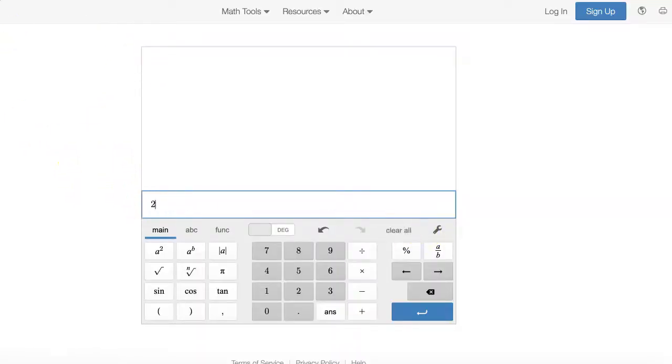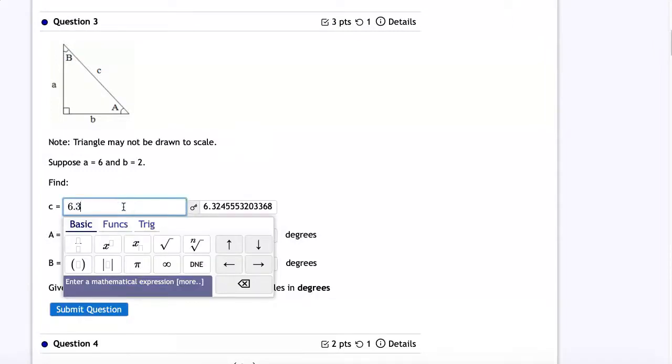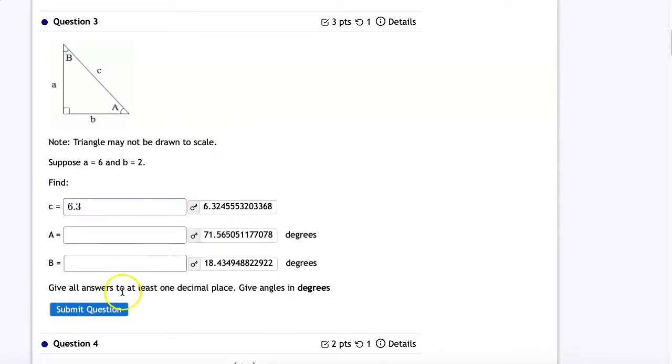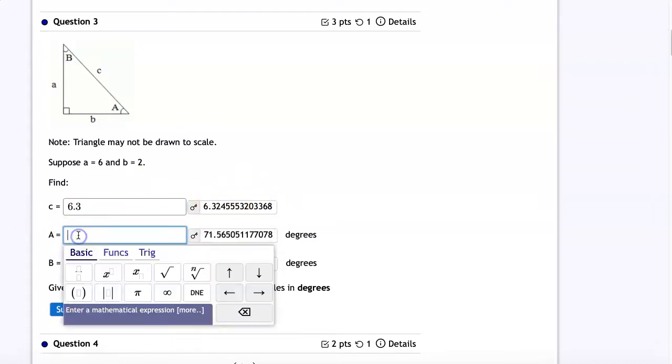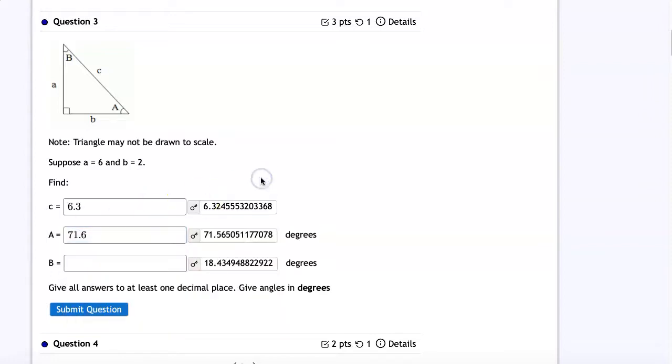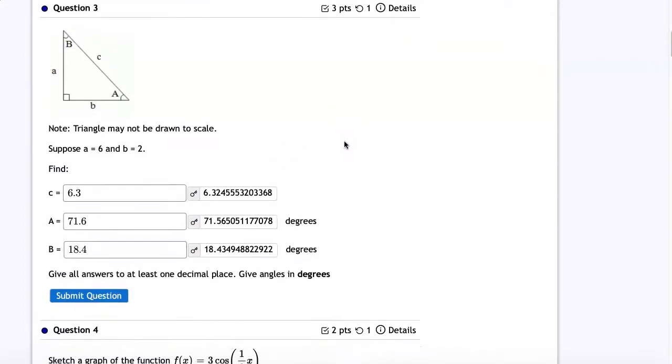Now I also want to get an approximation for 2 times the square root of 10. I can see that 2 times the square root of 10 is about 6.3. So that when I go back to this answer here, I'm going to type in 6.3 because I need to give all answers to at least one decimal place. You can go beyond 6.3 if you like. It's just at least one decimal place. And then we said that angle A is 71.6 and angle B is 18.4. And that takes care of question number 3.